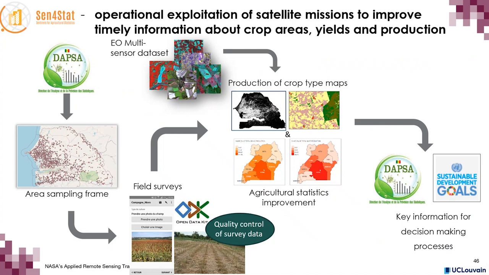The intention of Sen4Stat is really the operational full-scale exploitation of this satellite mission to improve timely information delivery about crop area, as we have shown here, crop yield and crop production at the end.